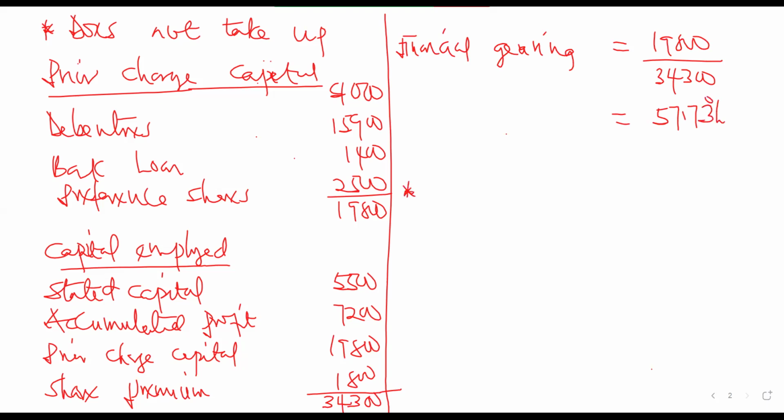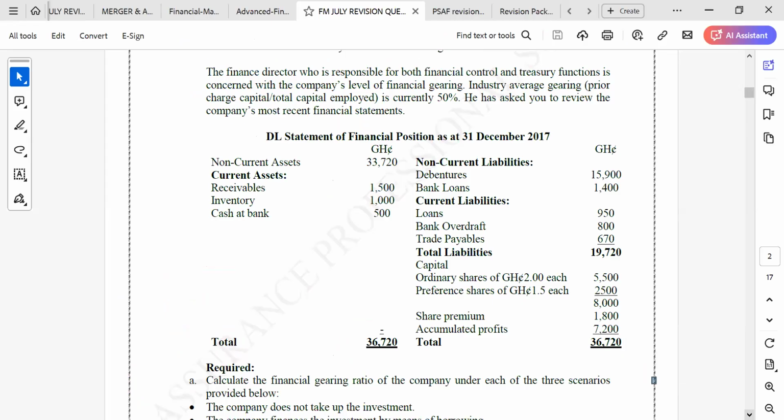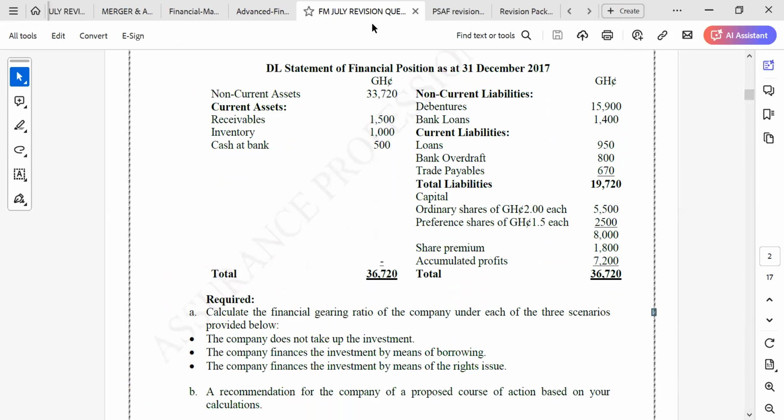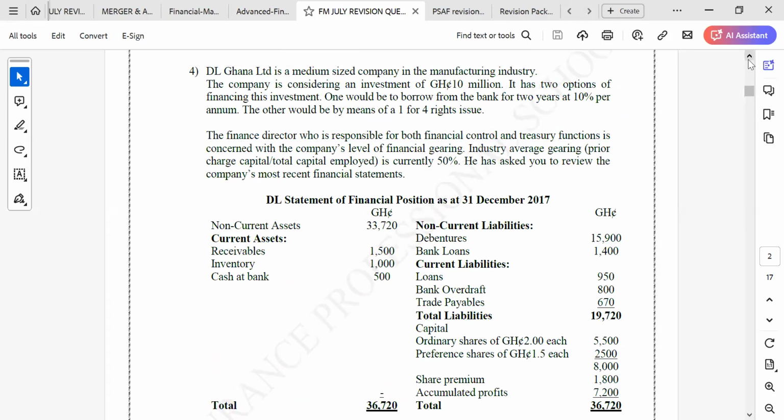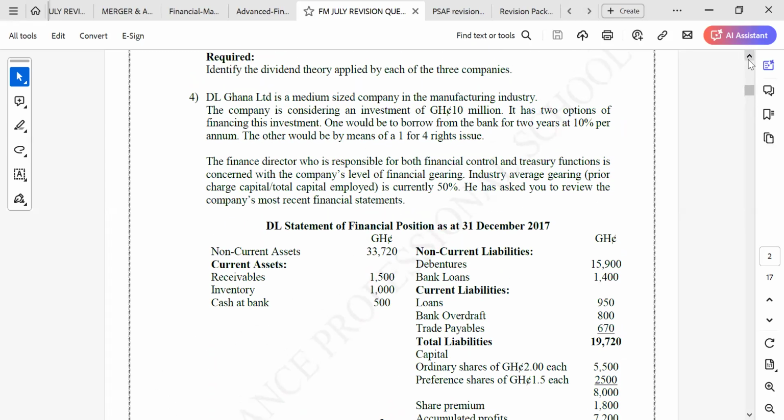What is the second one? The company financed the investment by means of borrowing. Okay. So if you are now financing by means of borrowing, what will happen? How much are we using for the investment? 10 million. So our long-term debt will increase by 10 million and our capital employed will also increase by 10 million, isn't it?